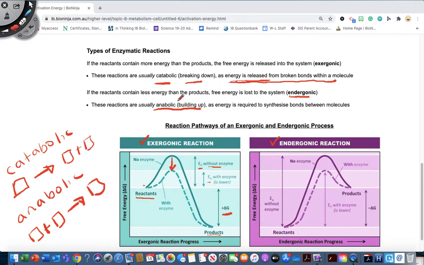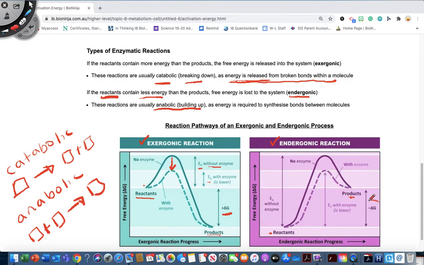And look at what's happening here. The reactants contain less energy than the products. So notice how the reactants are much lower in the free energy scale here than the products are. Now, when these reactants are trying to build up that product, right? Well, what's happening? So you have a much higher energy of activation, of course, with no enzyme, a lower energy of activation with enzyme, right? But notice that energy is required nonetheless to synthesize the bonds between the molecules.